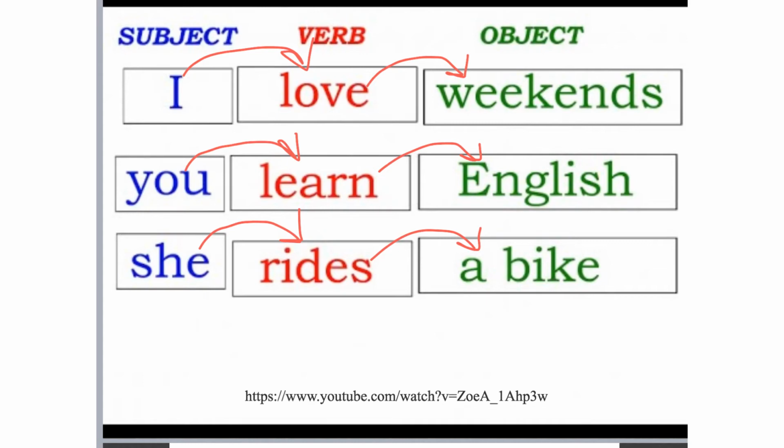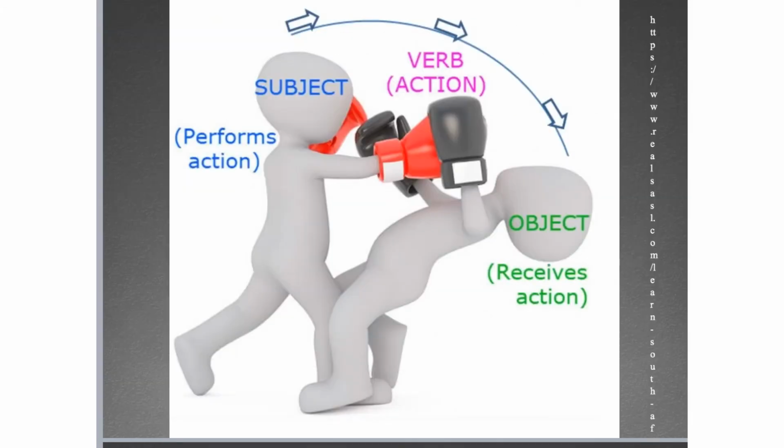Note that you can test what the subject is and what the object is by asking yourself those questions. Who's doing the action? The answer to that is the subject. Who's receiving the action? The answer to that is the object. Here is a more visual representation of that. The subject is performing the action. The verb, of course, is the action itself. And the object is receiving the action.